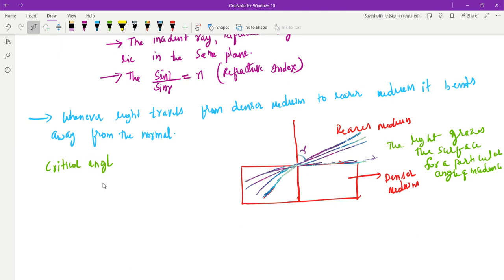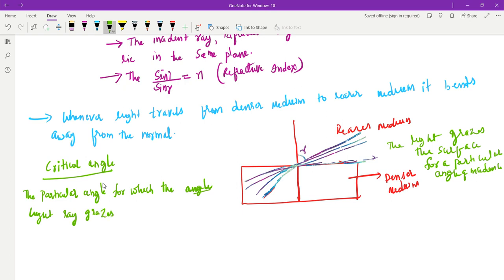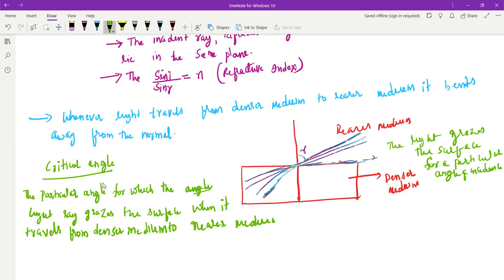Critical angle. So what is critical angle? Critical angle is the particular angle of incidence for which the light ray grazes the surface when it travels from denser medium to rarer medium. Okay, so that angle is called as critical angle.